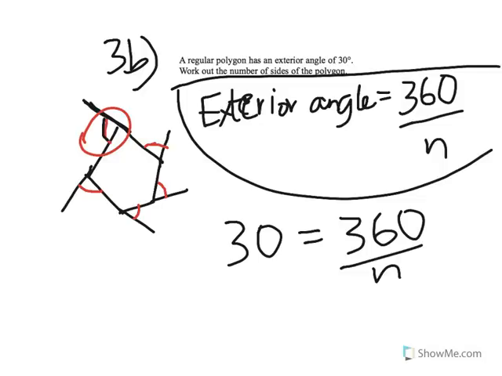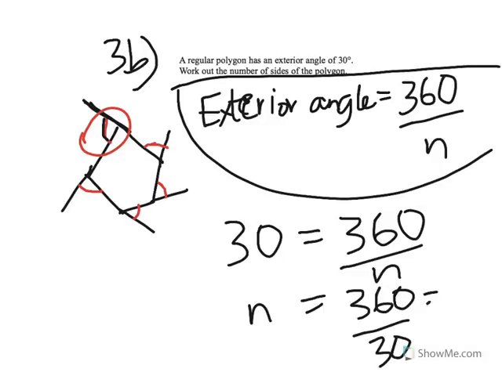So all we do is multiply both sides by n and divide by 30. So we're going to get n is equal to 360 over 30. So n is equal to 12. So the polygon has 12 sides.